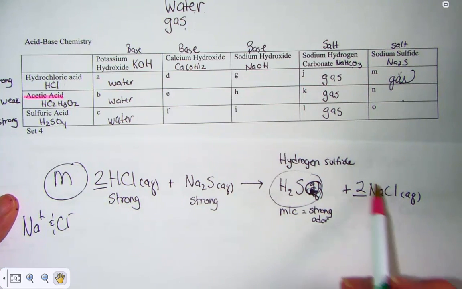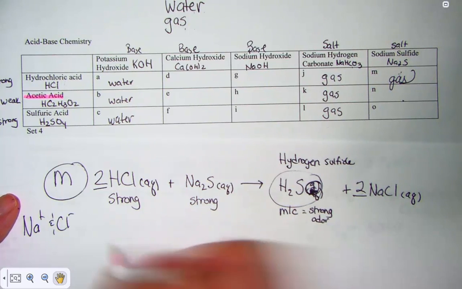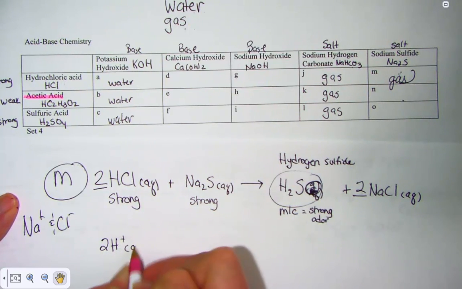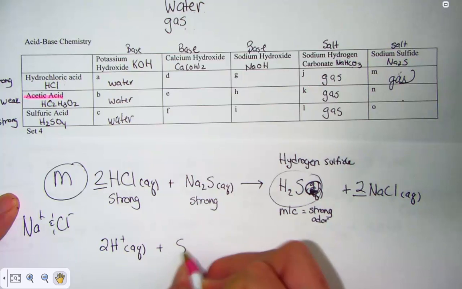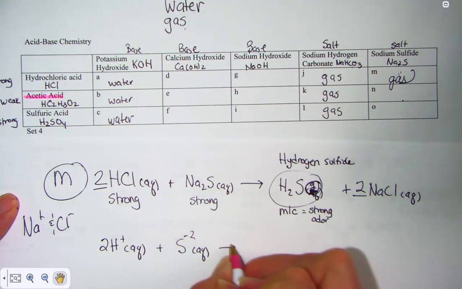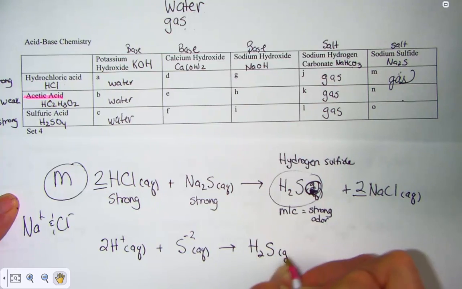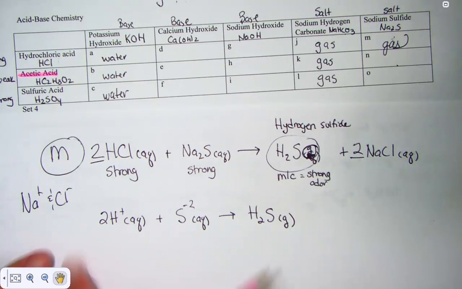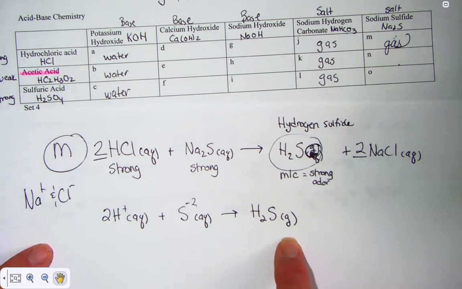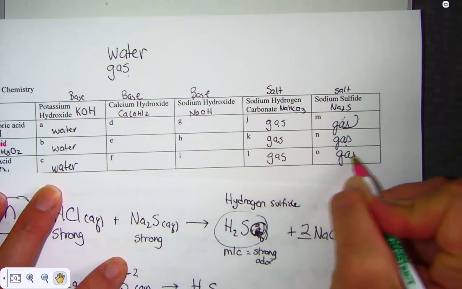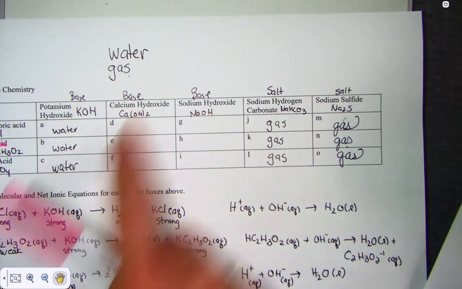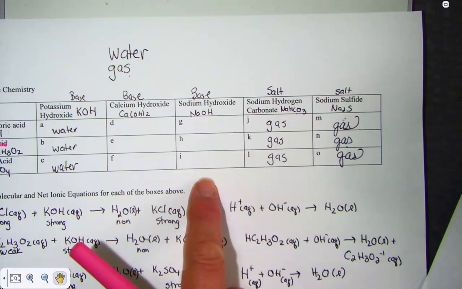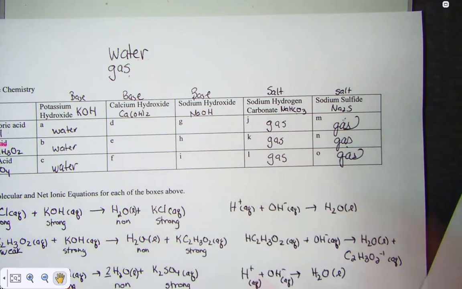So when we move from the molecular to the net ionic, we'll eliminate the sodium and the chlorides. So we end up with 2 aqueous ions of hydrogen combining with an aqueous ion of the sulfide, forming the gas hydrogen sulfide. And there's our net ionic for letter M. That will be the same pattern all through that same column. So we'll have 3 columns where water is the driving force and 2 columns where gas is the driving force.